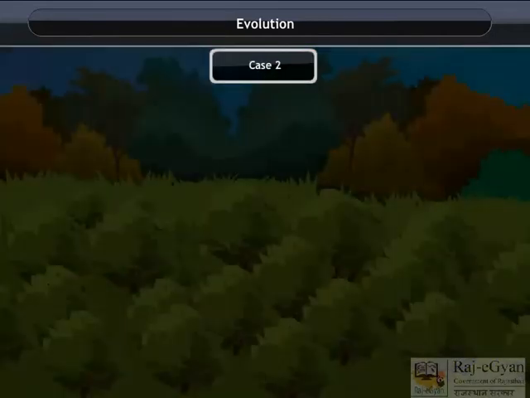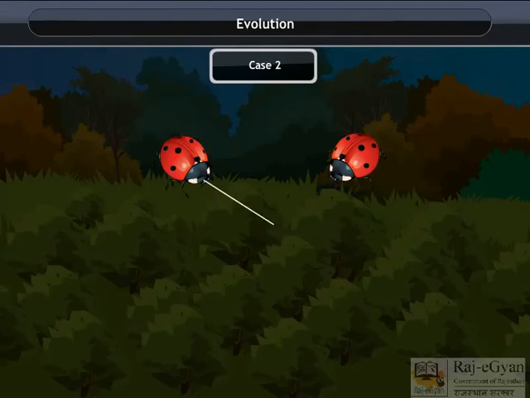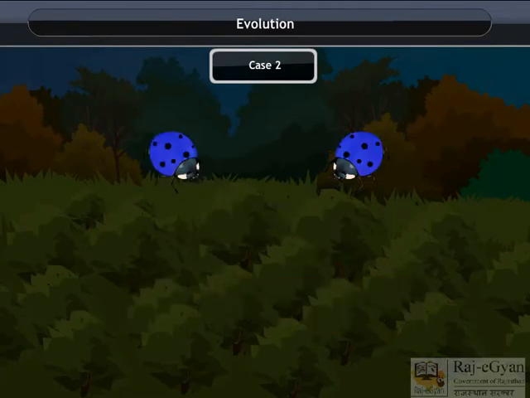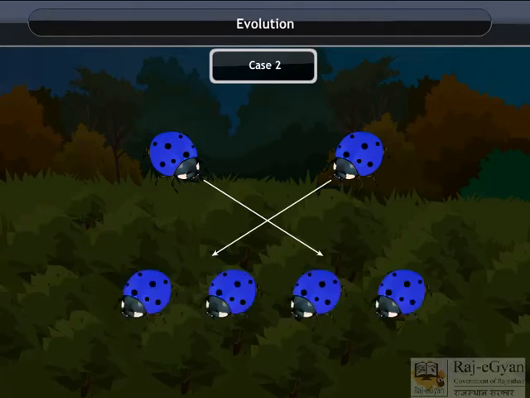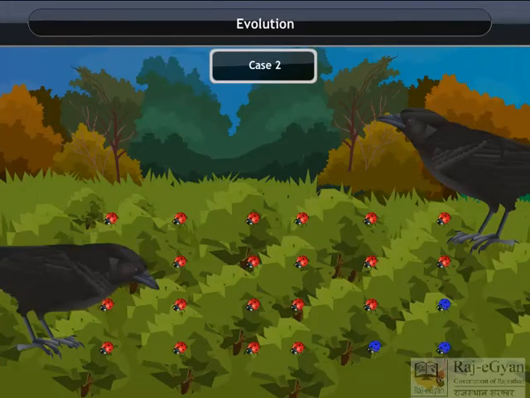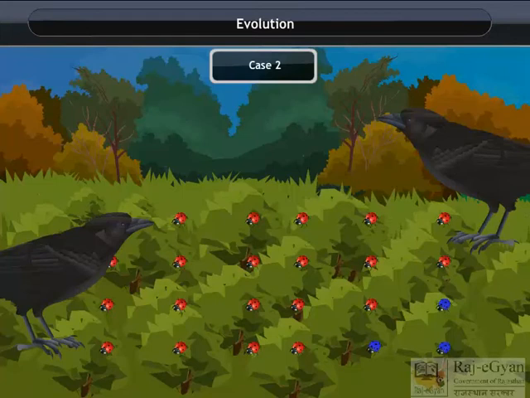Case 2. Again a color variation arises during reproduction, but now it results in a beetle that is blue in color. This beetle can pass the color on to its progeny so that all its progeny beetles are blue. Crows can see the blue colored beetles in the green leaves of the bushes as well as they can see the red ones and therefore can eat them. In the population as it expands, there are a few blue beetles but most are red.